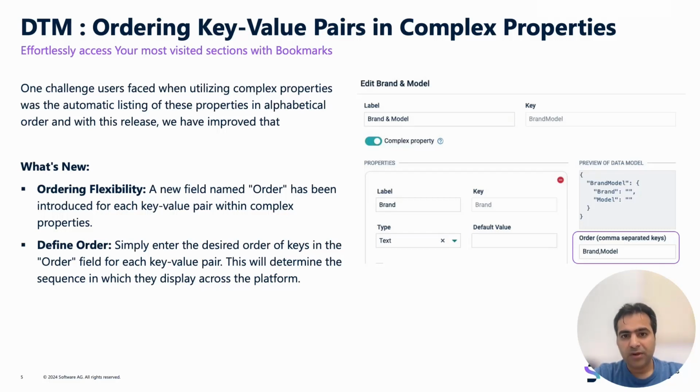We now allow you to define the order of these complex properties, which provides you even much better control on these complex properties. You can now use this order and accordingly display the properties onto any application.